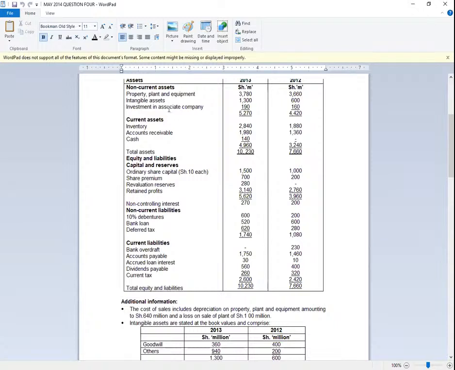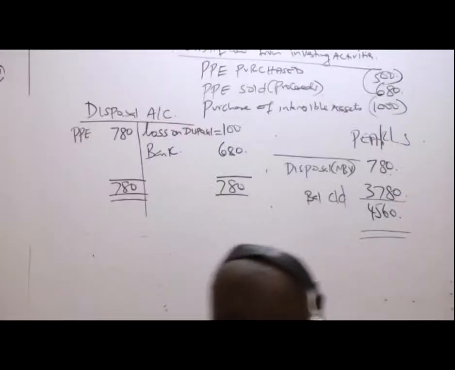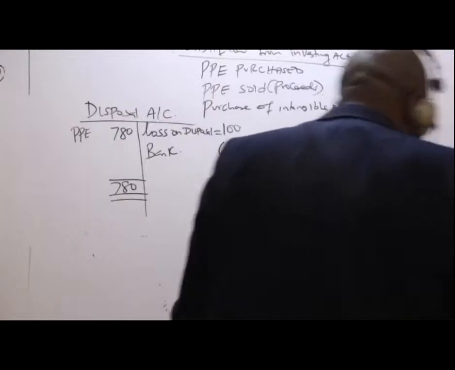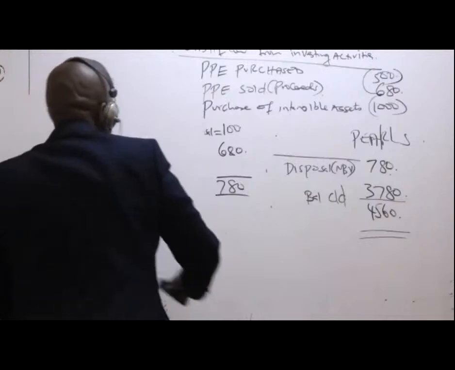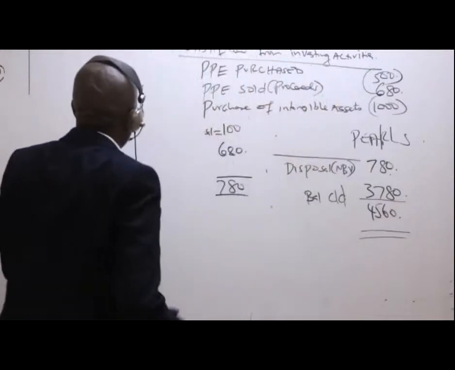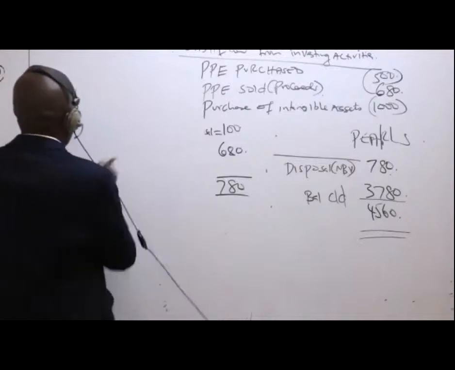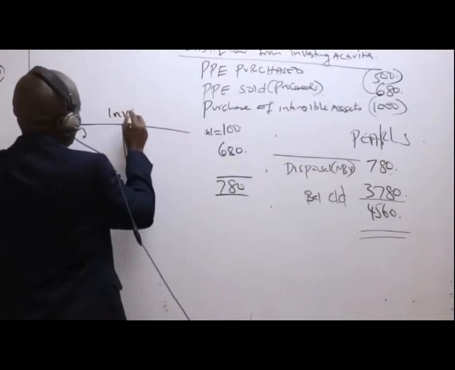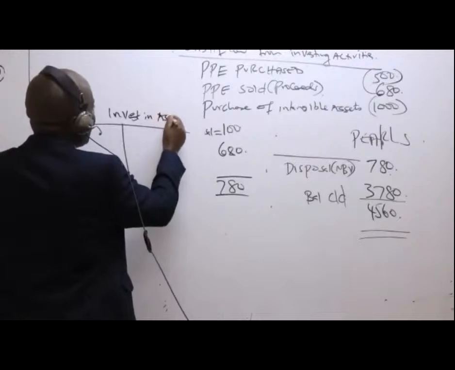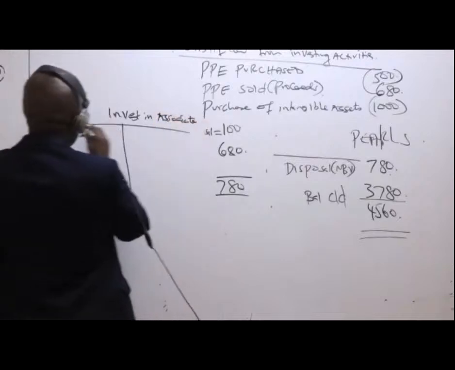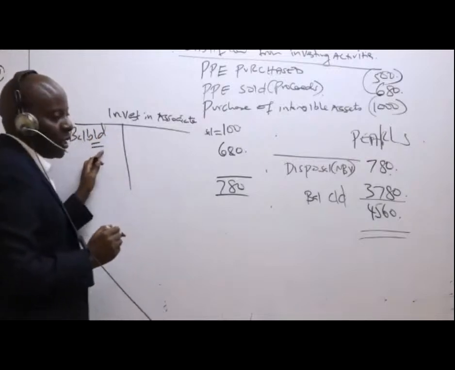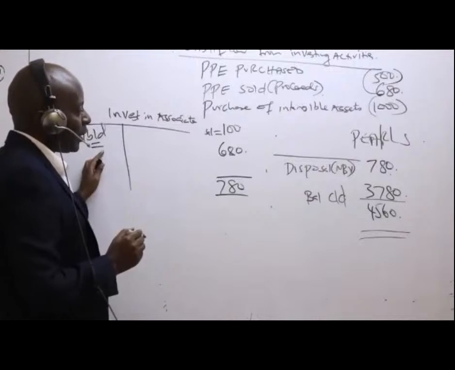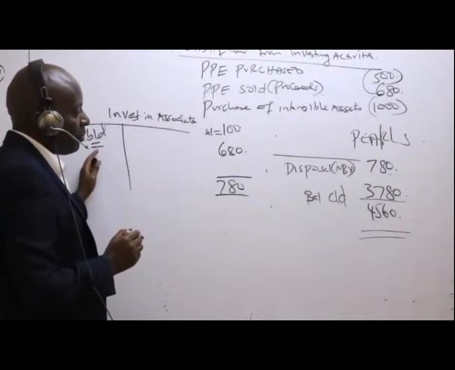If you love the T account, then you will come and do an investment in associate. Investment in associate is an asset for you. So please give us the balance brought down here. Are you able to give us the balance brought down?